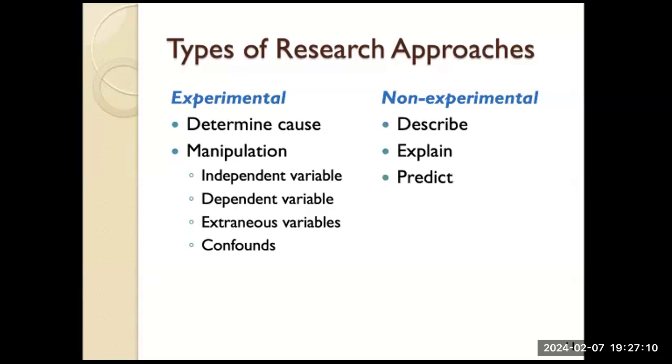So experiments are used to determine cause. They're very expensive because you have to exert a lot of control in the experiments. Other types of research designs fall under non-experimental. We use non-experiments to describe, explain, and predict what phenomena are happening. So there is room for both types of approaches. They have value. Not everything needs to be tested by an experiment. And that's why we have many different types of non-experimental approaches as well. Any questions about types of research approach?